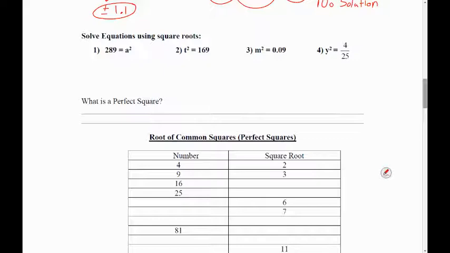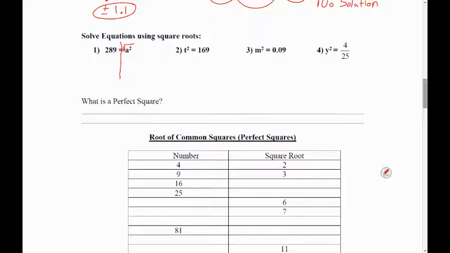We need to get the a value by itself. And as you guys hopefully remember from last year, anything that I do to one side, I have to do to the other. So I drew a line here to split it into a left side and a right side. And now I want to get the a value by itself. So right now it's a squared. So I need to do the opposite of that, which is the square root.